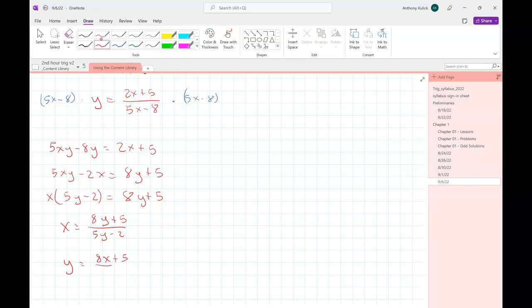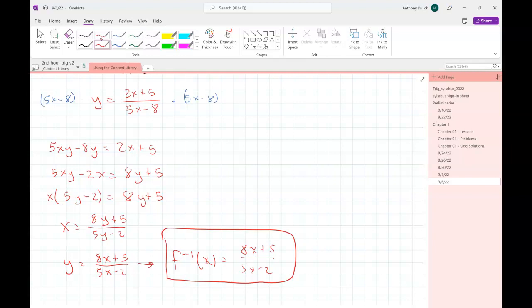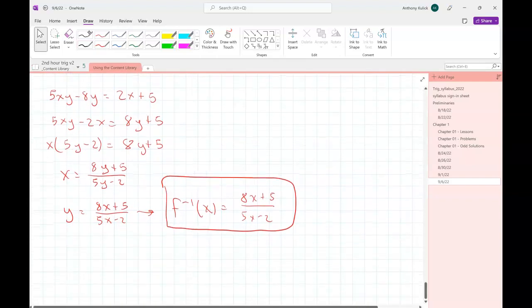So now we just swap the x's and y's and rewrite this as f inverse, and that'll do her. We'll stop here. Again, I said I have a couple more examples to finish up, which is fine, no big deal.